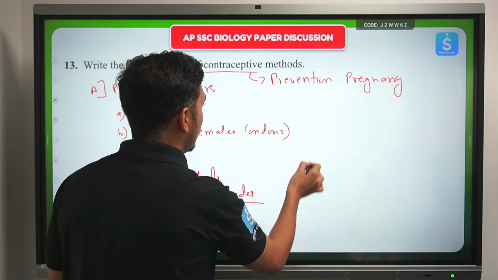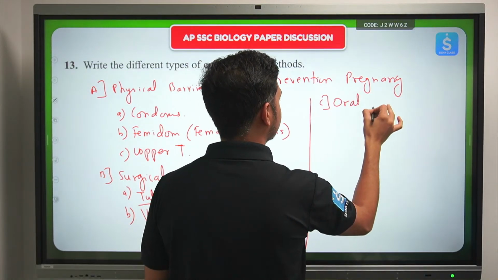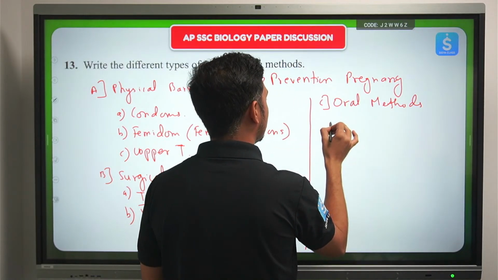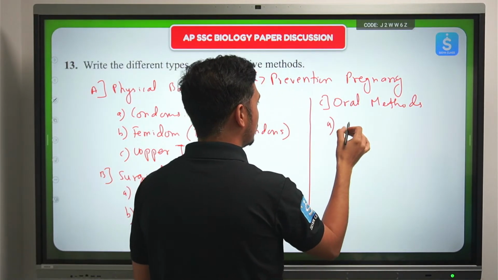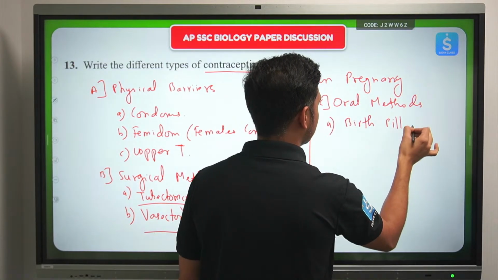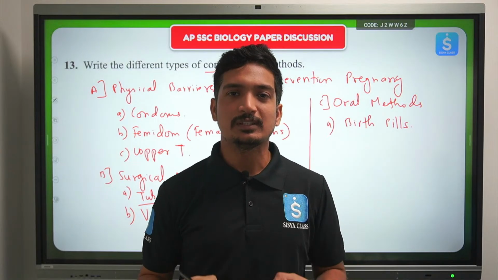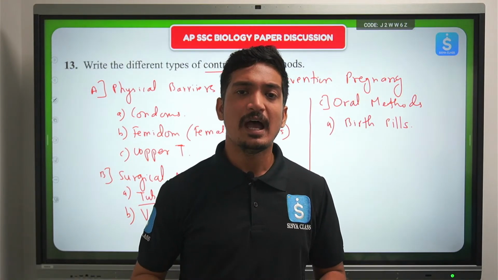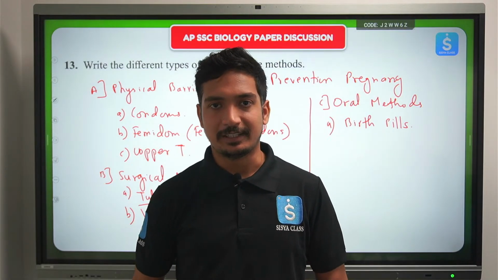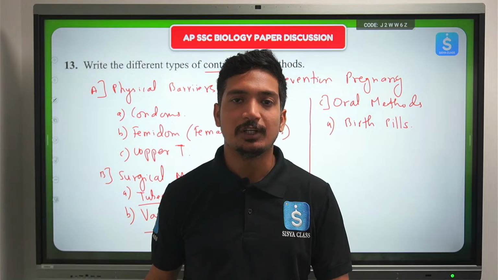Now there are other methods also, for example oral methods. When we talk about oral methods, the first and a very common practice is using birth control pills. These pills are taken to induce certain hormonal reactions in your body, and therefore the eggs will be released before the menstrual cycle actually takes place, and therefore pregnancy will not be induced.